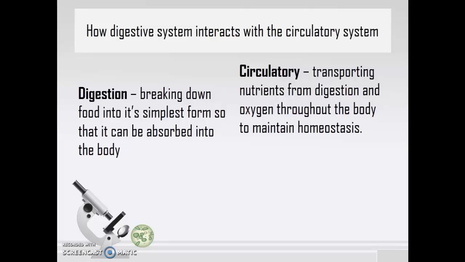Our body is made up of billions and billions of cells. Each cell needs a continuous supply of nutrients and oxygen. This is done by the blood of the circulatory system. So this is how the digestive system and circulatory system interact to maintain homeostasis. And as far as oxygen is concerned, we take in oxygen through breathing.